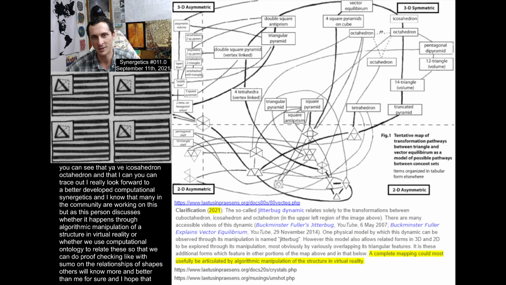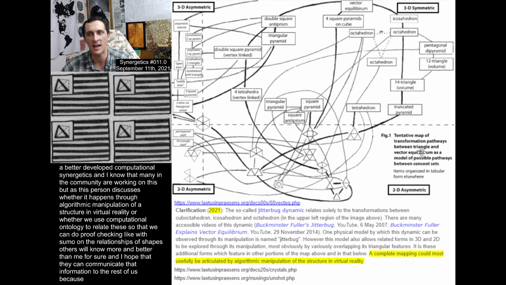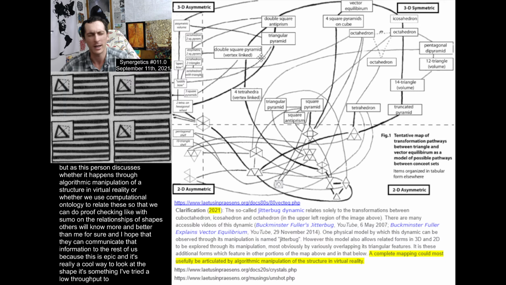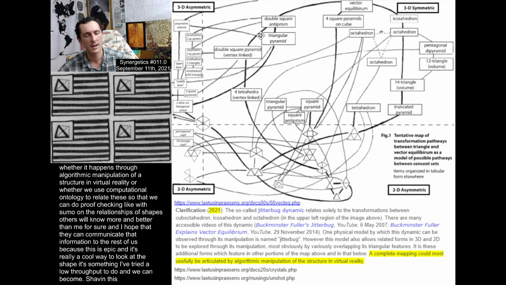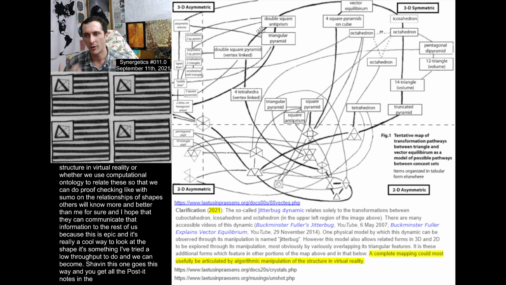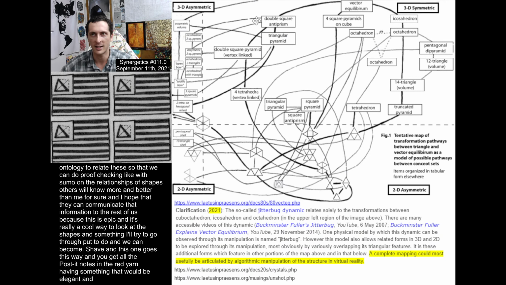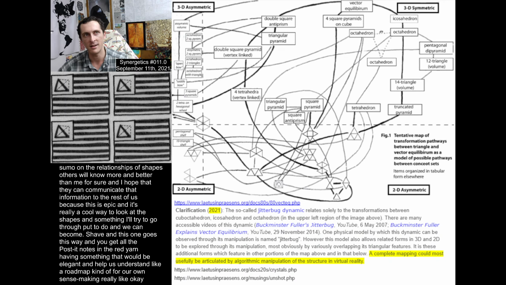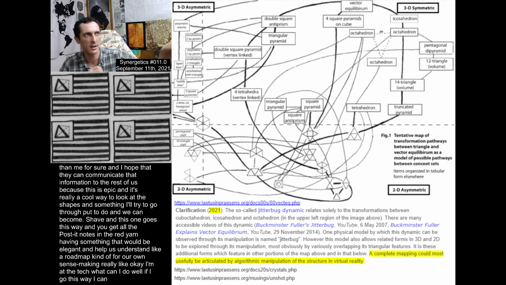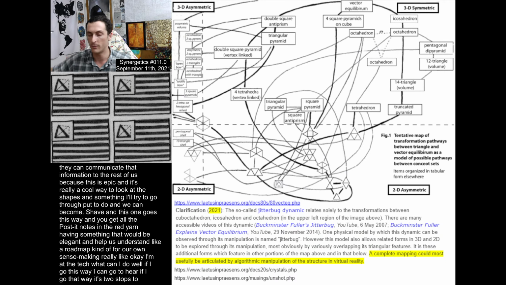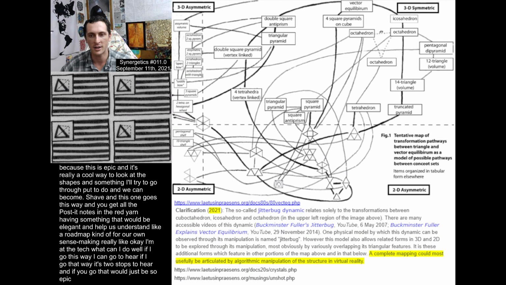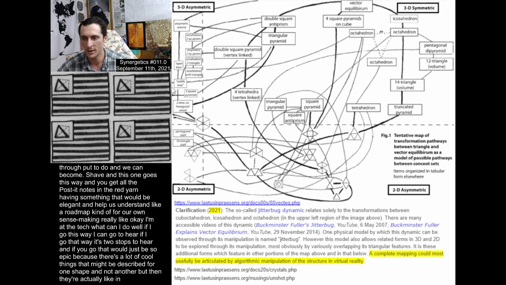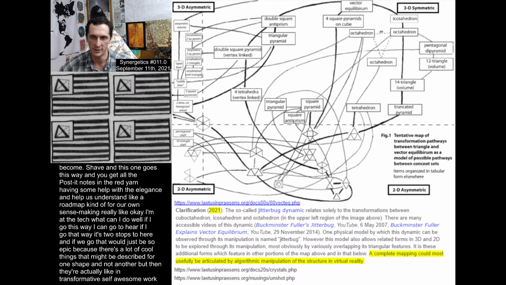And I hope that they can communicate that information to the rest of us, because this is epic and it's really a cool way to look at the shapes. It's something I've tried at low throughput to do. And wait, okay, this shape can become that shape and this one goes this way. And you get all the post-it notes and the red yarn. Having something that would be elegant and help us understand, like a roadmap for our own sense making. Like, okay, I'm at the TET. What can I do? Well, if I go this way, I can go to here. If I go that way, it's two stops to here. That would just be so epic, because there's a lot of cool things that might be described for one shape but not another, but then they're actually intertransformative. So, awesome work, Latus and Presens.